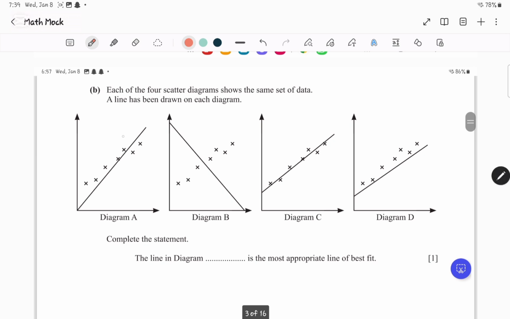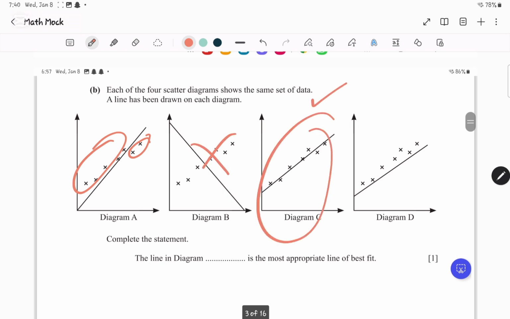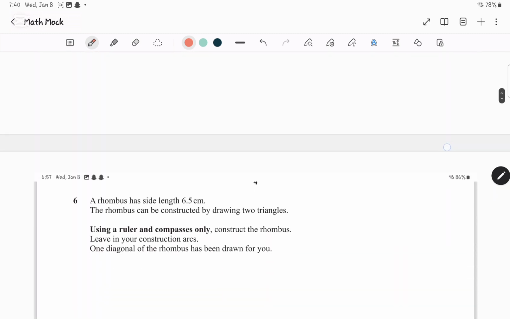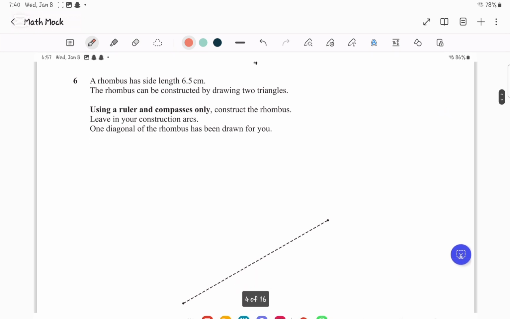So look here, the majority of the points are on one side, whereas there are a few on the other side. Here it's all wrong. Here this works, this is probably the answer, and here they are all on one side. So definitely the line in diagram C is the most appropriate line of best fit. Now moving on to question number 6.